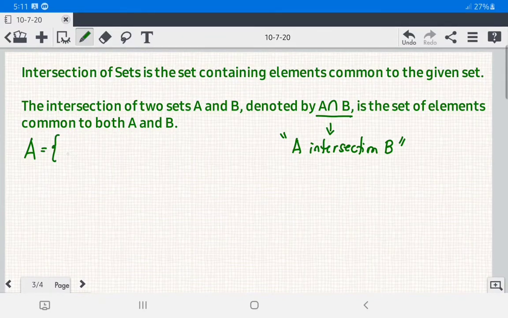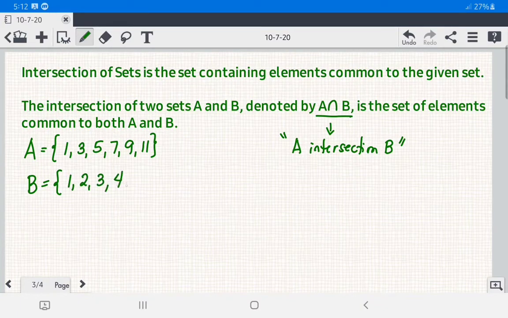So the elements of set A are the odd numbers from 1 to 11. We have 1, 3, 5, 7, 9, and then 11. Then set B contains numbers from 1 to 5: 1, 2, 3, 4, and then 5.